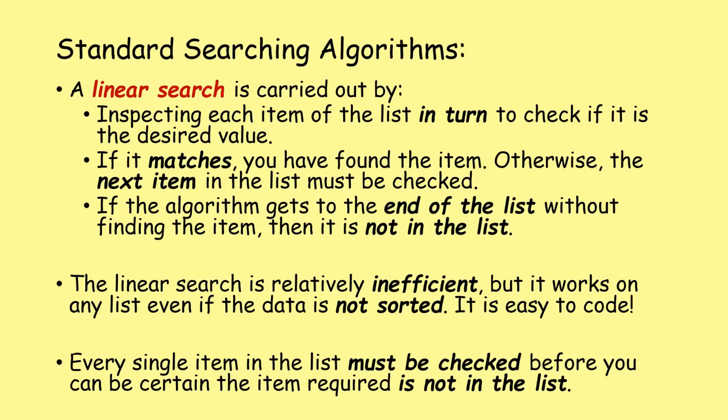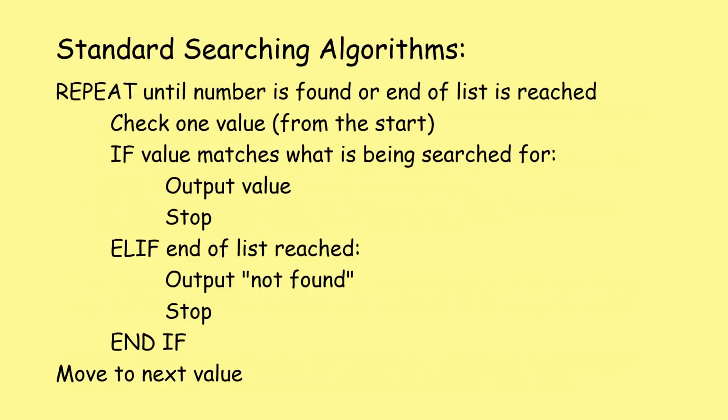If the algorithm gets to the end of the list without finding the item, then it is not in the list. The linear search is relatively inefficient, but it works on any list even if the data is not sorted. It's also pretty easy to code. Every single item in the list must be checked before you can be certain that the item required is not in the list. If we have a look at the algorithm in pseudocode, it looks something like this.